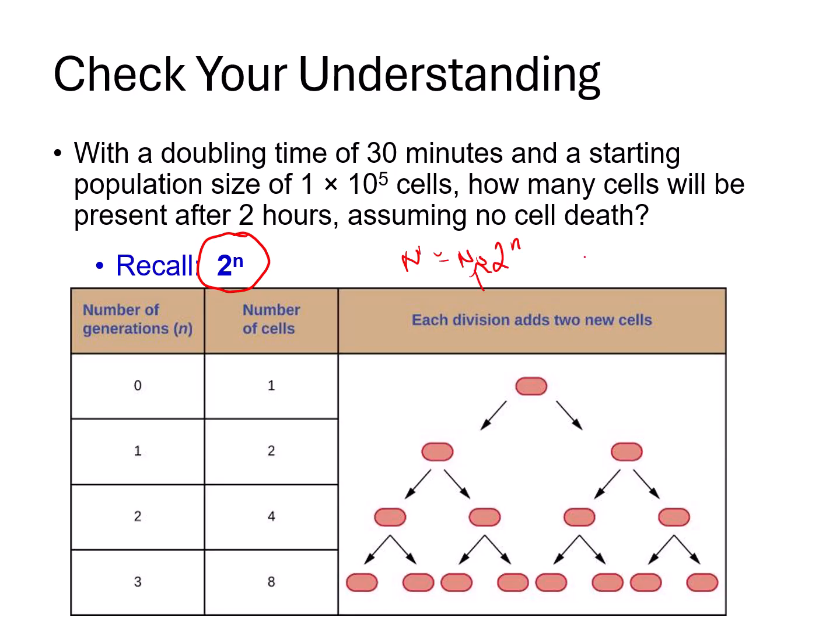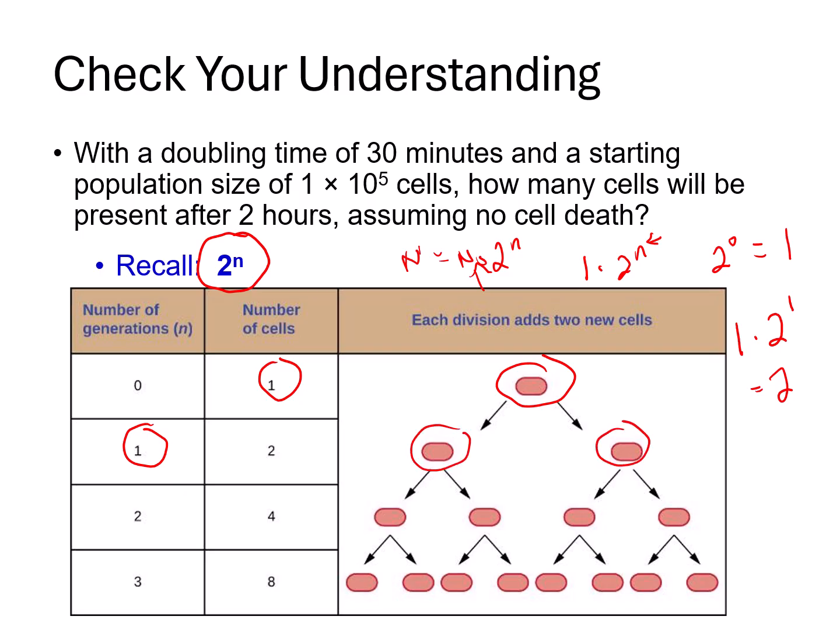If I only start with one cell and I have no division, let's say n equals 0, any number to the 0th power equals 1. So I would just have one cell if there's no division yet. If I have one cell and it divides once, that would equal 2. So after one generation, one round of division, I have 2 cells. And if I have one cell to start with, but it divides twice, I would get 4 cells, and I see that here, and so forth.